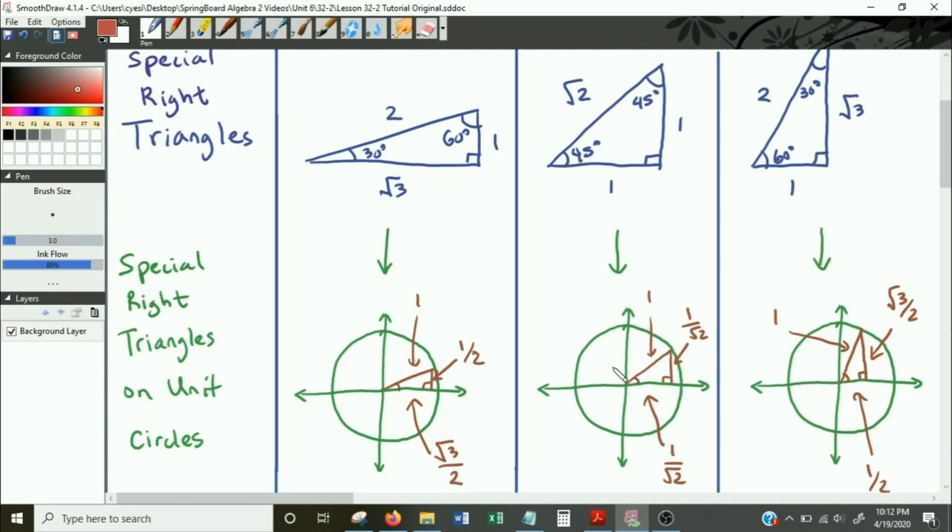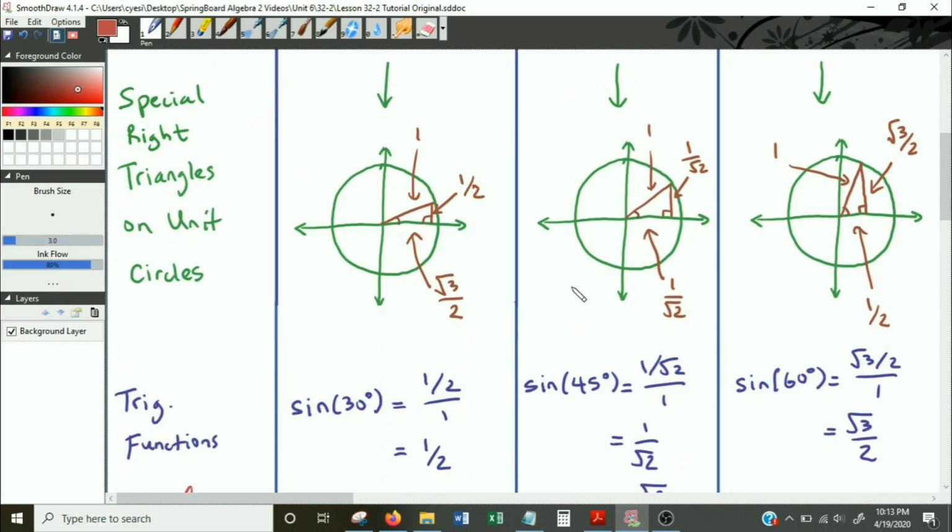For the 45, 45, 90 triangle, we divide everything by root 2, so that the hypotenuse is 1. So you get 1 here, 1 over root 2 for this leg, and 1 over root 2 for the other leg. For the 60, 30, 90 triangle, it's basically the same thing as the 30, 60, 90, except flipped on its side. Once again, the radius, or hypotenuse, is 1, the longer leg is root 3 over 2, and the shorter leg is 1/2.